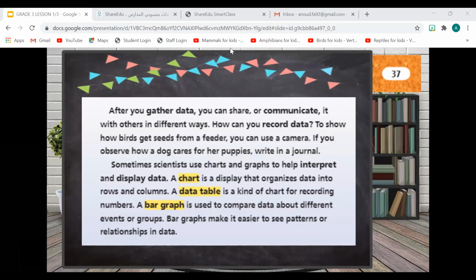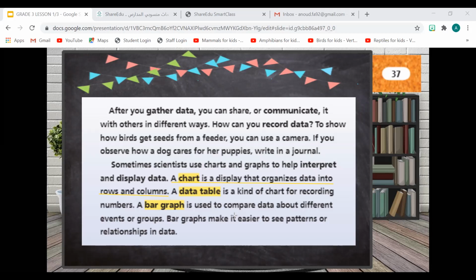I will underline it for you, dear. See? I have it in my book. I will look at it right now in my book. A chart is a display that gathers data into rows and columns. Yes, a chart is a display that organizes data into rows and columns.